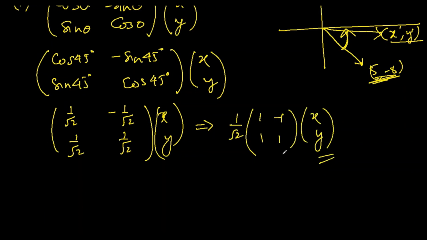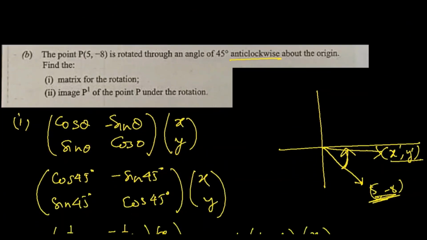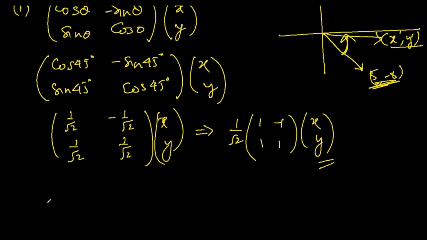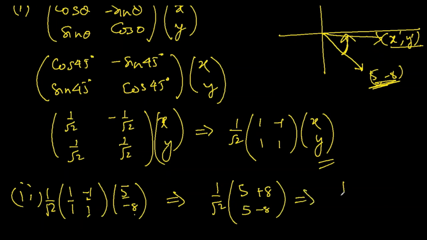Alright, next, P prime, the point P under the rotation. Now we'll write the point P, which is 5, minus 8, in place of xy, and that's how we'll get the rotation for this point. So we already have 1 over square root 2, 1, minus 1, 1, 1, and we put 5, minus 8 in place of xy. So 1 times 5 is 5, minus 1 times minus 8 is plus 8, and 1 times 5 is 5, 1 times minus 8 is minus 8. So the final answer will be 1 over square root 2, 13, minus 3.